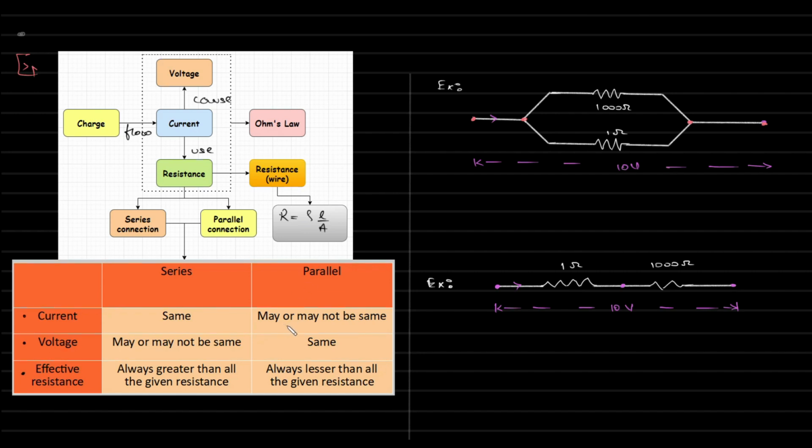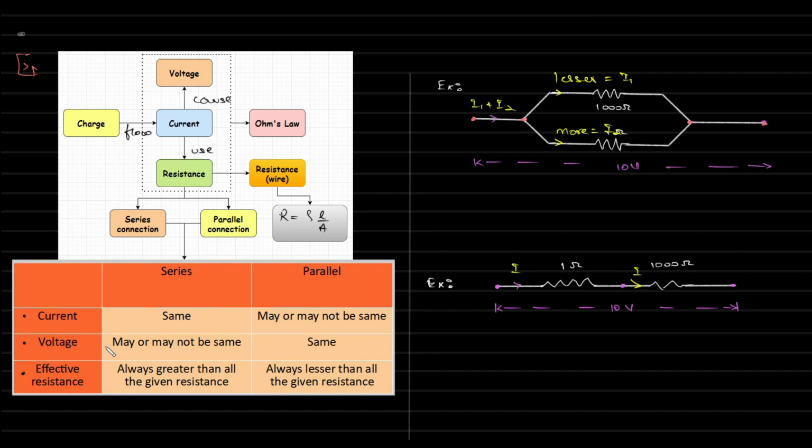In parallel, the same current may or may not flow. If you have different values in different lanes of the parallel connection, by default different current will flow. The amount of current flowing over here is much lesser than over here. Here it will be lesser, here it will be a lot more. If I call this I1 and this I2, I1 plus I2 is the current flowing through this, and whatever current flows through this, the same current flows through this.